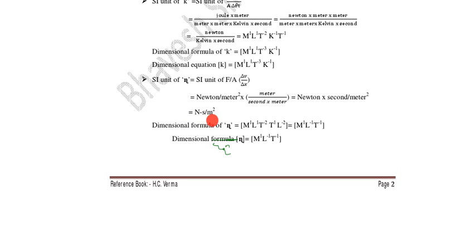Again for Newton, write the dimensional formula for force, M1 L1 T minus 2. Second is the SI unit of time, so write T raised to power 1. And meter is the SI unit of length, so this is L raised to power 2. When you bring it above, you will get L raised to power minus 2. Solve the powers, and you will get M1 L minus 1 T minus 1. So this is the dimensional formula. When you equate it with the physical quantity, you will get the dimensional equation. So this is the dimensional equation of the coefficient of viscosity.